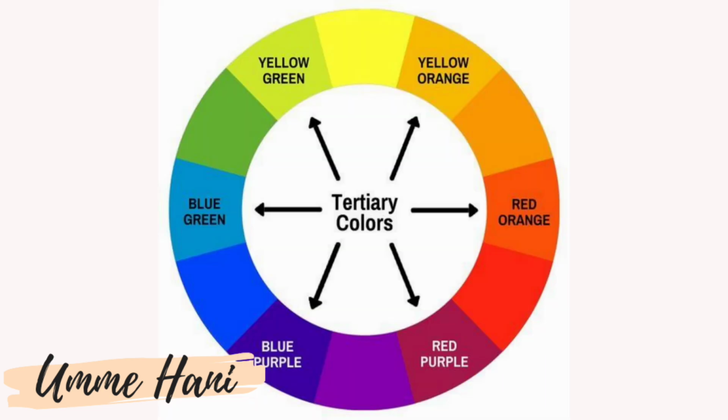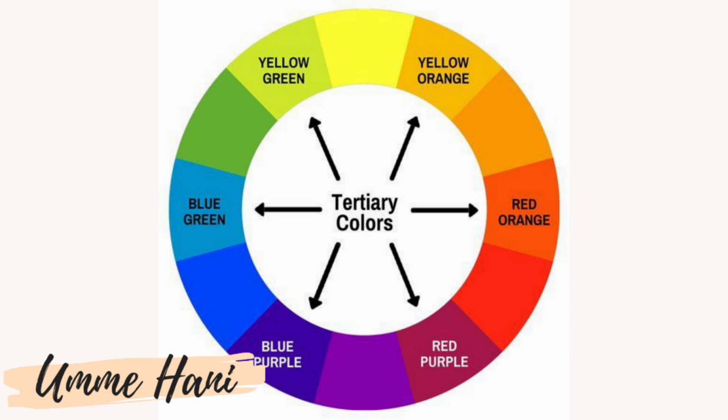The next thing that you need to understand in the color wheel is something called the tertiary colors. Tertiary colors are made by combining equal portions of primary and secondary colors. For example, when you combine equal portions of yellow and orange, you get yellow-orange. Combining equal portions of yellow and green results in yellow-green.